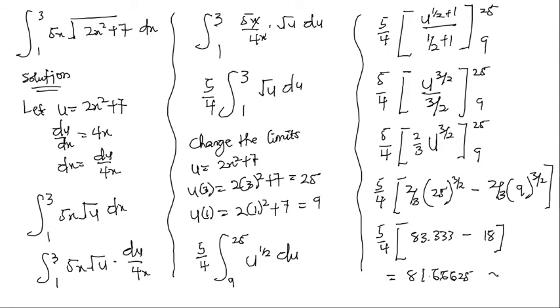81.66625, which approximately, if you want to write it as a mixed fraction, we have what? 81 whole number 2 on 3, not point. So it's 81 whole number 2 on 3. So this is 81.66625. So this is our answer. 81 whole number 2 on 3 is our answer if we integrate the definite integral this.